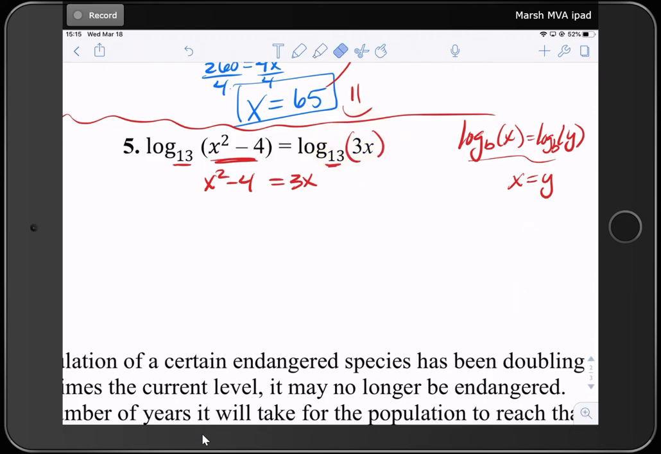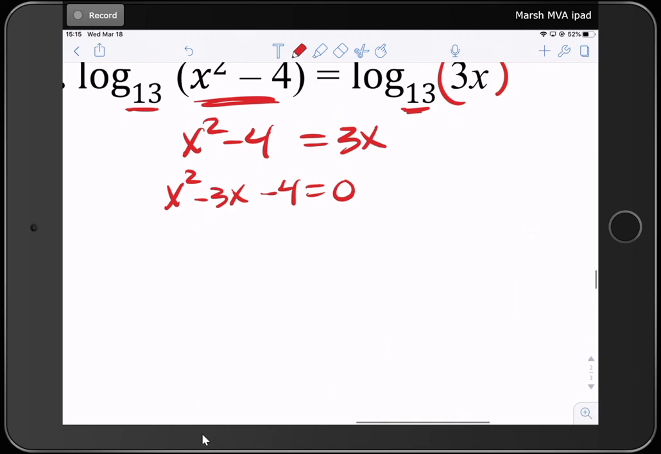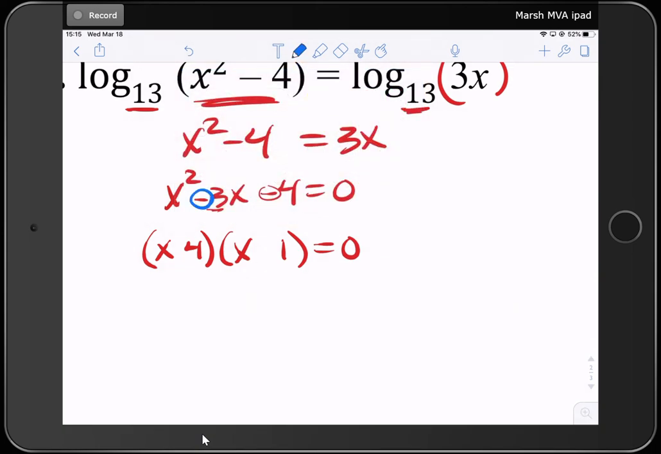Okay, so now this is just a quadratic. How do I solve a quadratic? I set the right side equal to 0, so x squared minus 3x minus 4 is equal to 0. I did that by subtracting 3x from both sides. Do I have factors of 4 that when I subtract them give me the number 3? I sure do. So it's going to be an x and a 4 and an x and a 1 equals 0. What do my signs have to be? How do I get a negative 3? Well, it has to be a negative 4 there and a positive 1 right there.